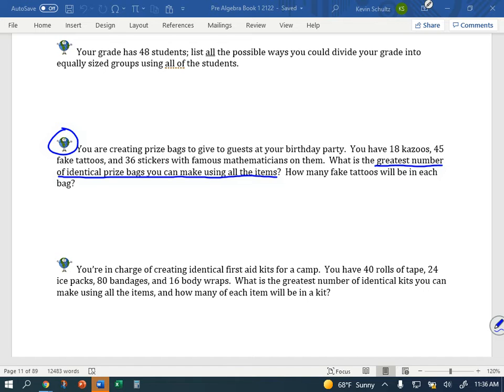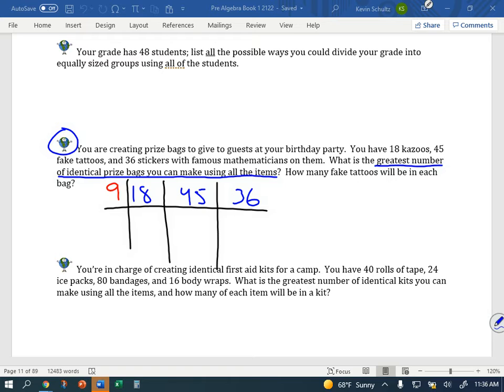Okay, so when I find the greatest common factor of 18, 45, and 36, let's do this one together here. I'm going to use the grid method. What number is going up in the top left corner here? Lexi, 9? Whoops, I forgot a mark here. Okay, so 9 goes here. 18 divided by 9 is 2. 45 divided by 9 is 5. 36 divided by 9 is 4.